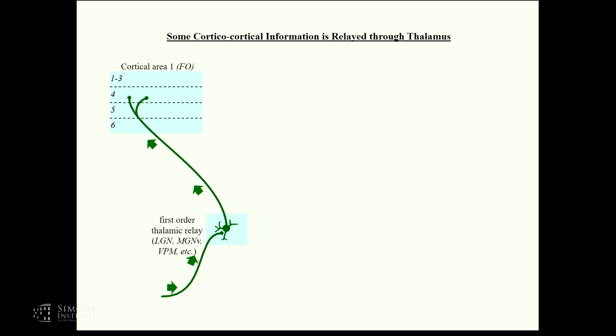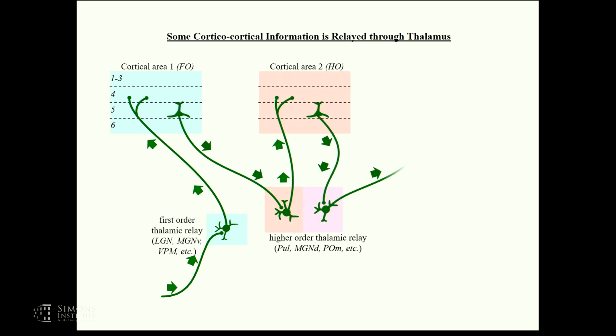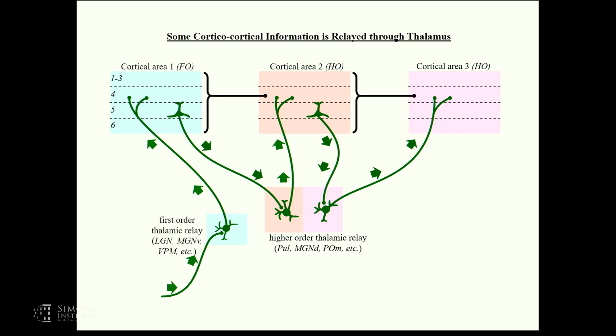So to sum up, the idea is that information comes into thalamus from the periphery through a first order relay, can be sent to a primary cortical area, and then we can go through transthalamic routes as much as we want up a cortical hierarchy. But there are direct connections as well. And I raised questions about this.